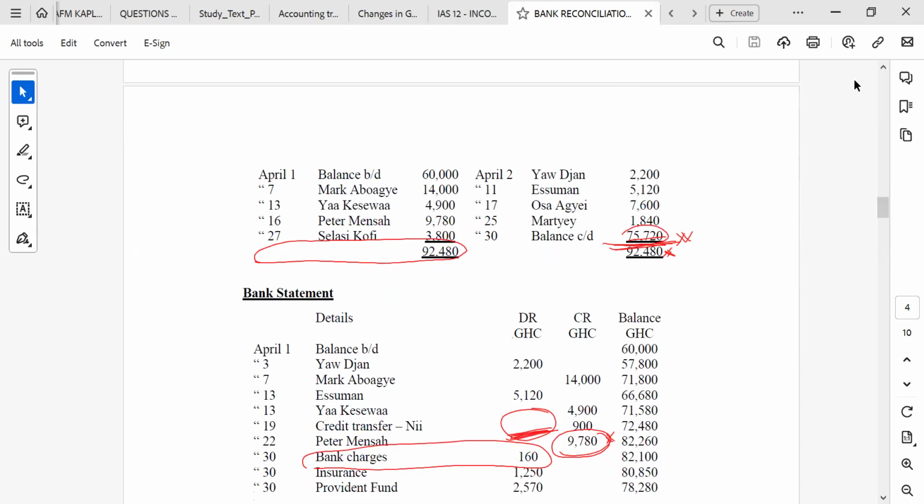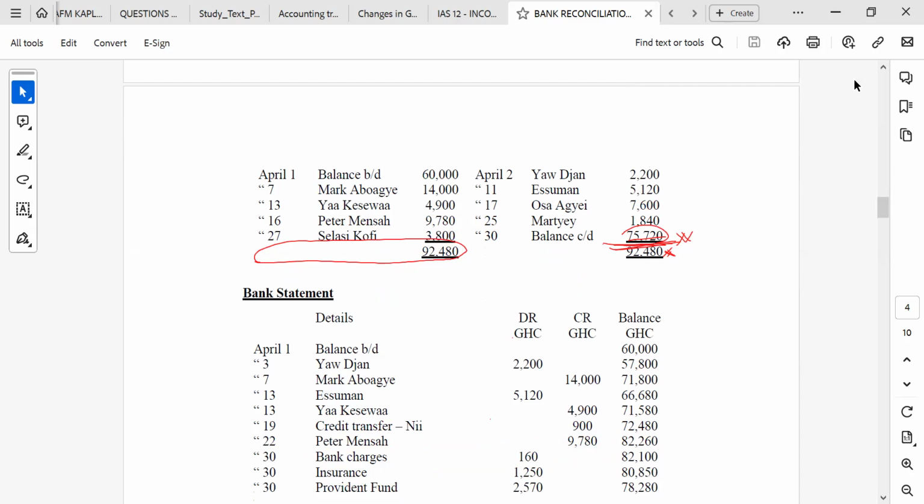Then you now go ahead with your statement and move on. Okay, let's come here. We have 4,900. The name is Yao Kesewa. Can we see the same thing on the debit side?